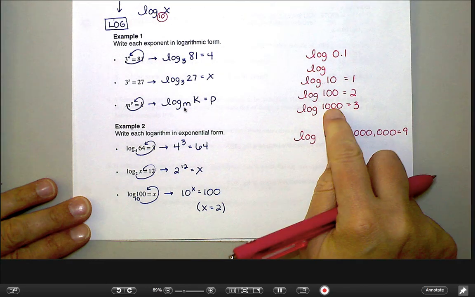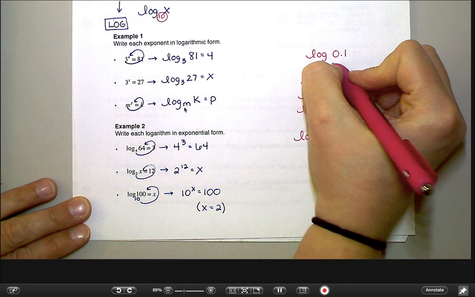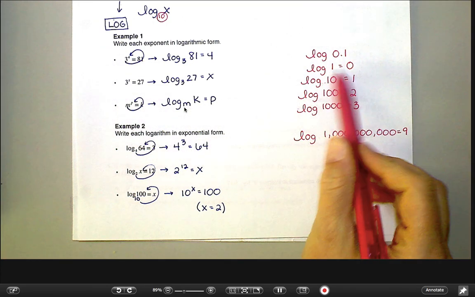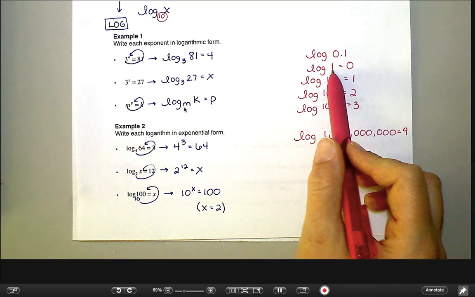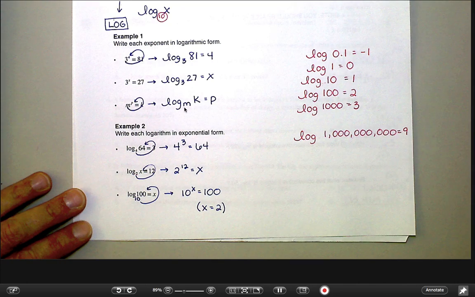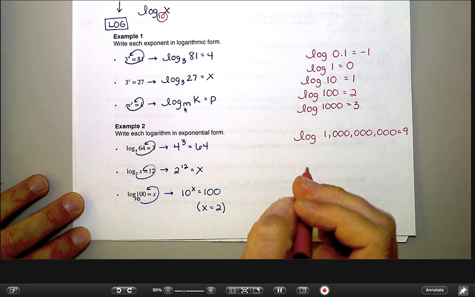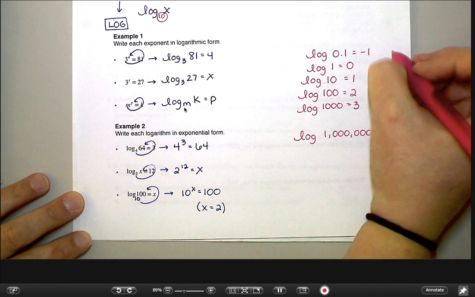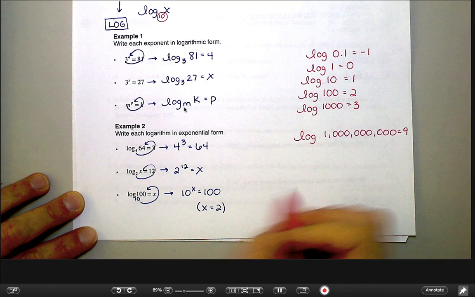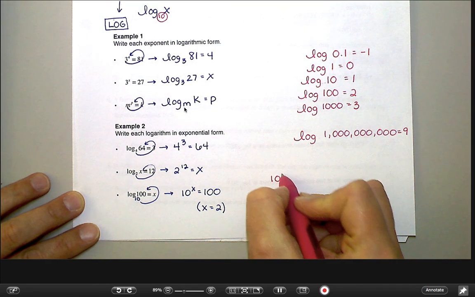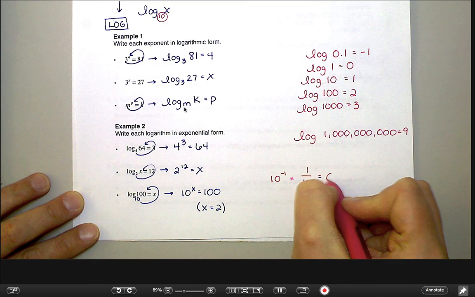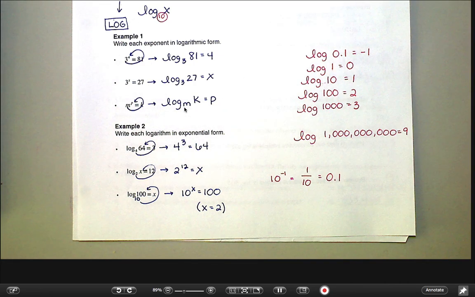If I go down in increments of 10, my next one here would be log of 1, and that would actually be equal to 0 because 10 to the 0 power makes 1. So log of 0.1 would be equal to negative 1, okay? Because 10 to the negative 1st power is equal to 1 over 10. Let me rewrite that down here. 10 to the negative 1 power would be 1/10, which is 0.1, okay?